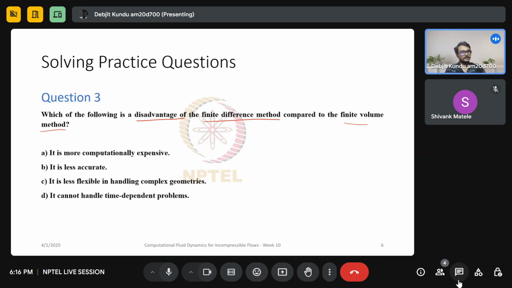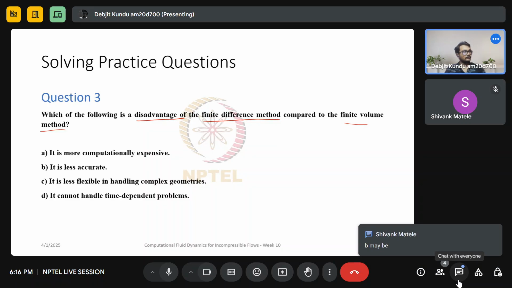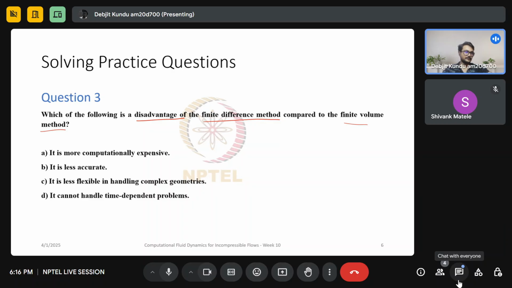Which of the following is a disadvantage of the finite difference method compared to the finite volume method? Is it computationally expensive? Is it less accurate? Is it less flexible in handling complex geometries? Or is it option D, that it cannot handle time-dependent problems? So we have a response in favor of option B, that it might be less accurate. Okay, let's take a look at the solution. It is actually option C, that it is not really good at handling complex geometries.